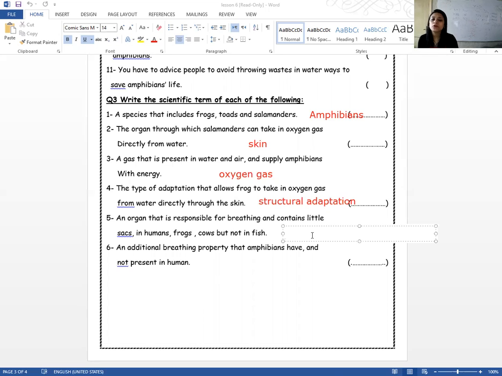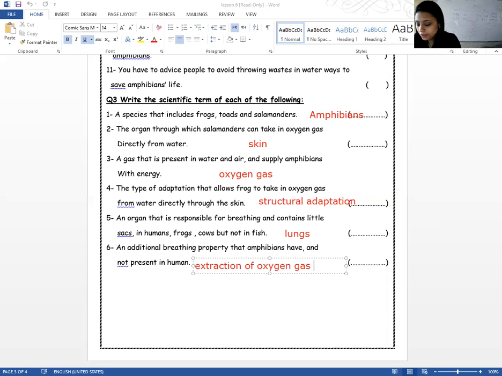An organ responsible for breathing and containing little sacs in human, frog, cow, but not in fish. Lungs. An additional breathing property that amphibians have and is not present in human. Extraction of oxygen gas directly from water. Okay?